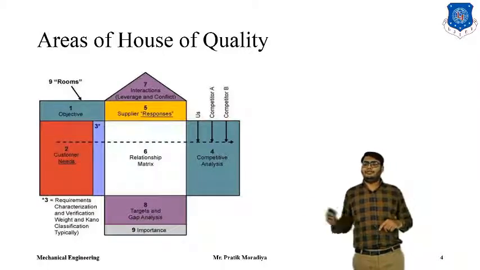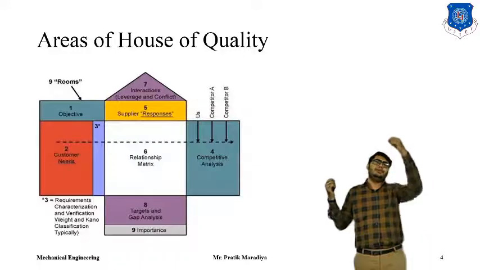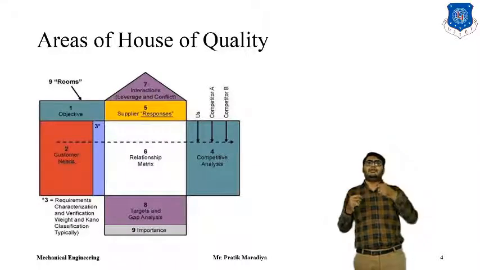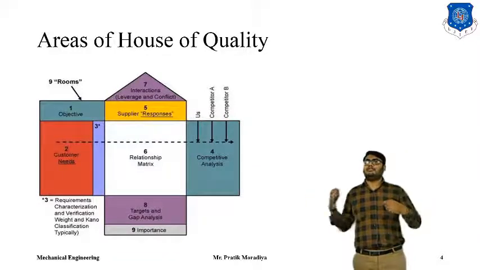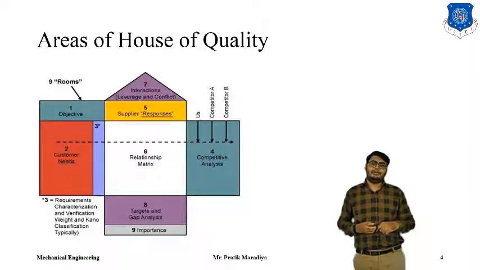And then in this white area, relationship matrix, which is room number 6, what we do is connect those needs with the responses that we are giving. So what the customer wants and what features our product has, and which feature will address which needs. Those will be related in this relationship matrix.